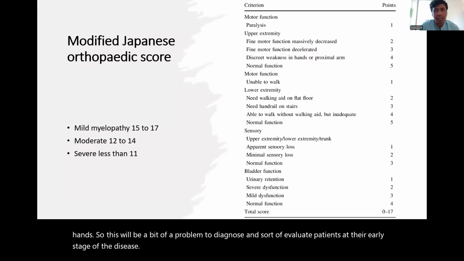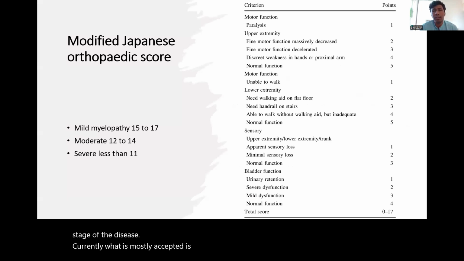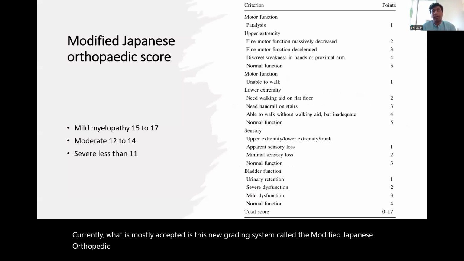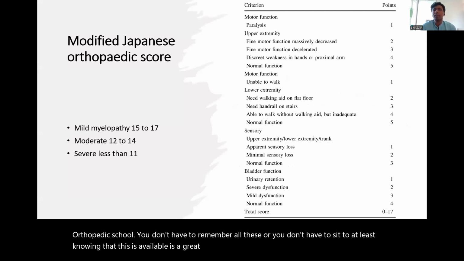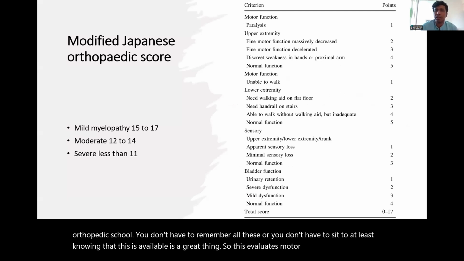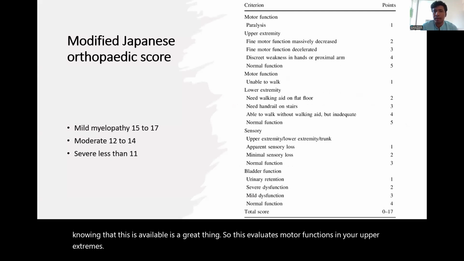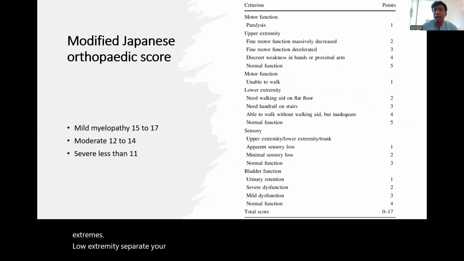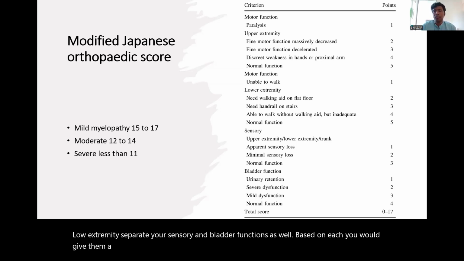Currently, what is mostly accepted is a newer grading system called the Modified Japanese Orthopedic Association Score. You don't have to remember all these, but at least knowing that this is available is a great thing. This evaluates motor functions in your upper extremity and lower extremity, and separately your sensory and bladder functions as well. Based on each, you would give them a score. And based on the score, you can also categorize them as mild, moderate, and severe myelopathy.